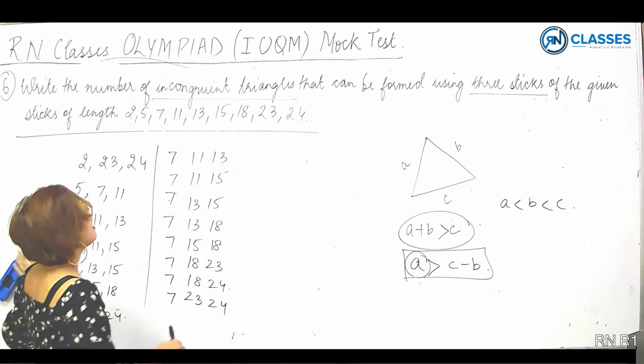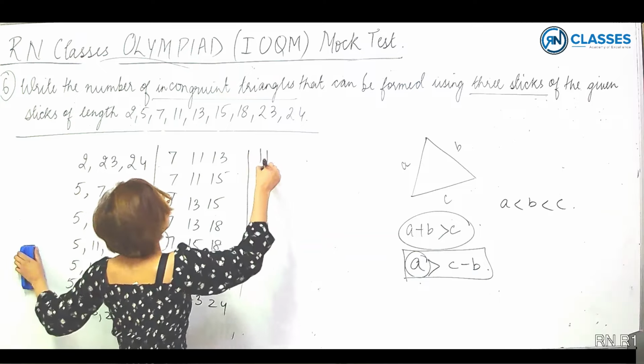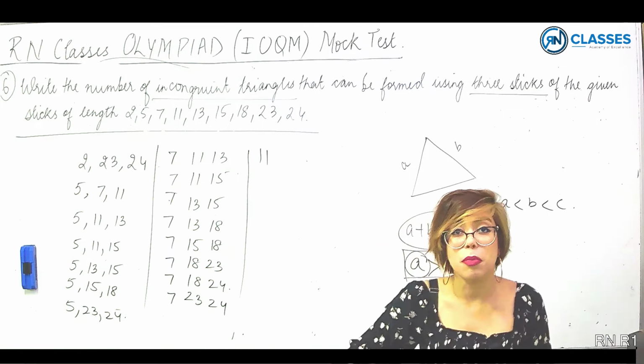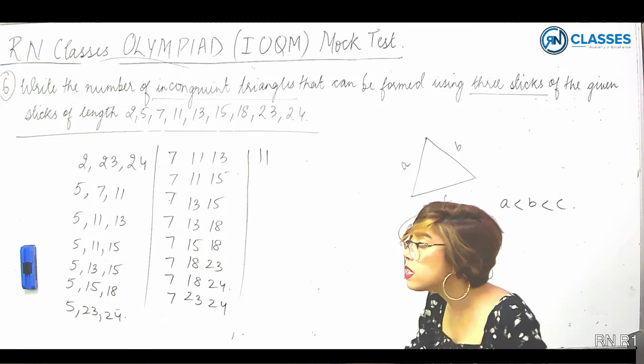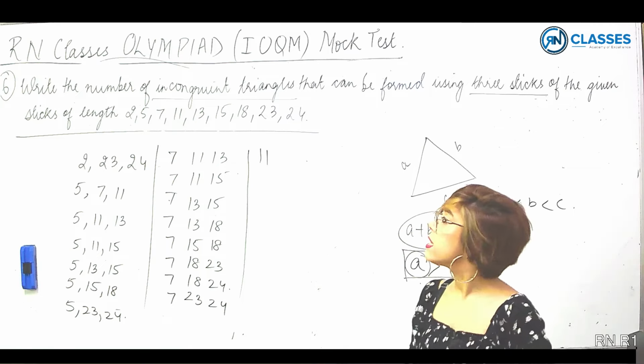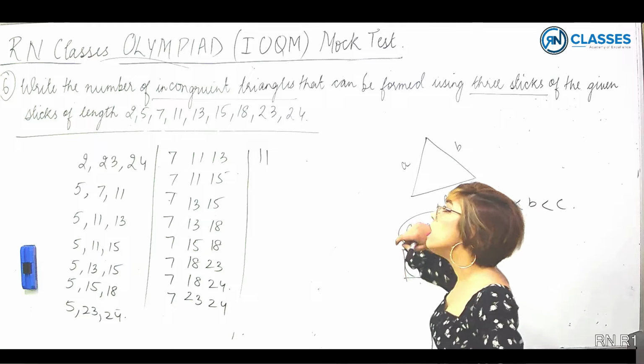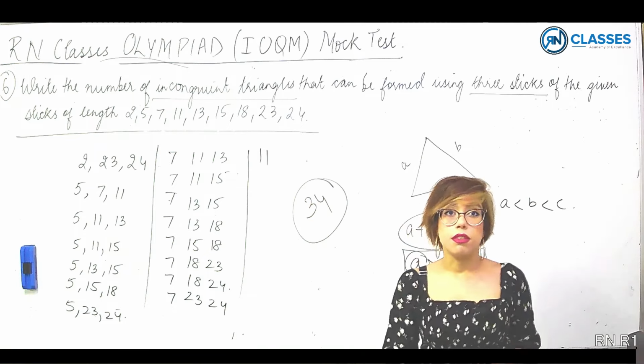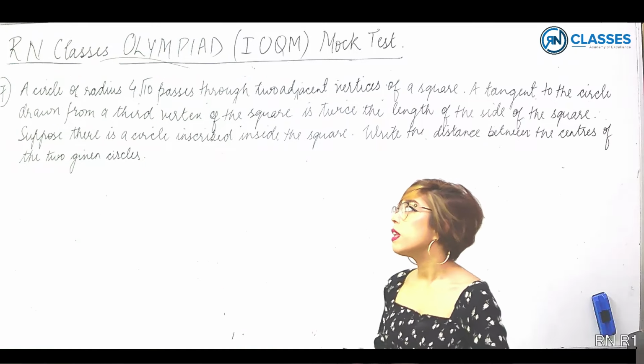Right. So done. In similar ways, you will write the 11 ones, 13 ones, 15 ones, provided you have good concentration, provided you don't miss any of the triangles, you can find the number of triangles in this manner. And the total number of triangles will turn out to be 34, which is my answer. Right. Okay, on to the next one.